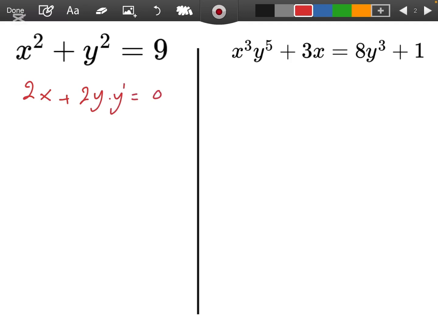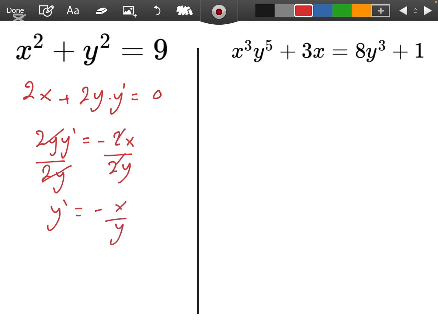Our concern is to isolate y prime. So 2y y prime is equal negative 2x. Divide by 2y, divide by 2y. Then y prime, simplifying, results in negative x over y. And this is the derivative. Note that in the answer, there is y. And this is okay, not a problem.